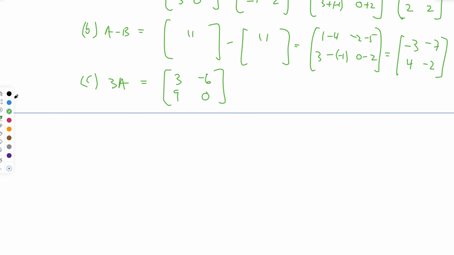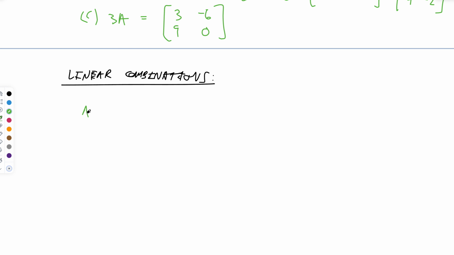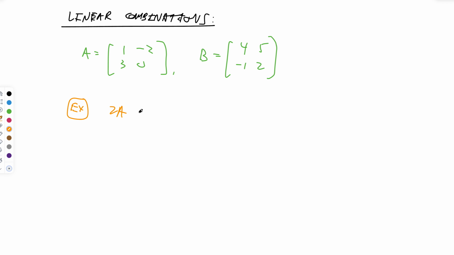Now, building off this, you can have some linear combination of matrices as well, which just use the properties above, right? So for linear combinations, I'm going to use the same matrices. Let me write these out again. A was 1, -2, 3, and 0. And then B is 4, 5, -1, 2. In this example, I could find 2A minus 3B. So it's a linear combination. This is just going to do what we've seen previously. We do a scalar multiplication, and then we subtract those two new matrices that get produced.